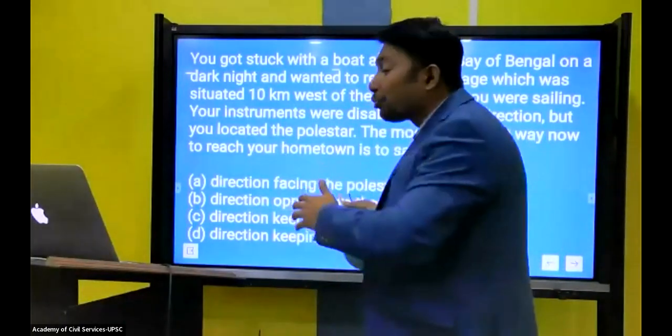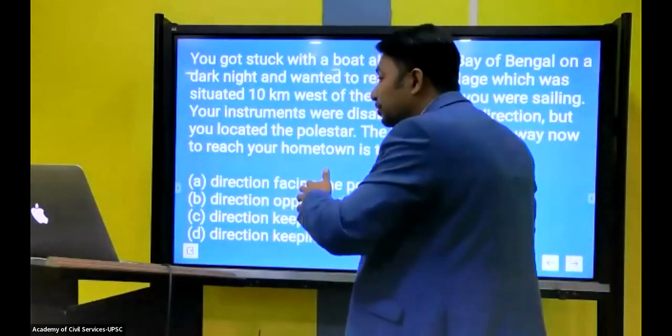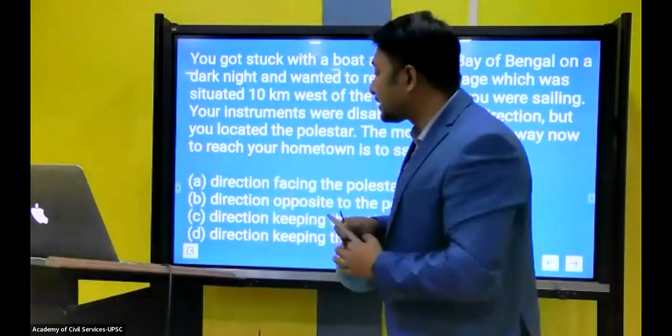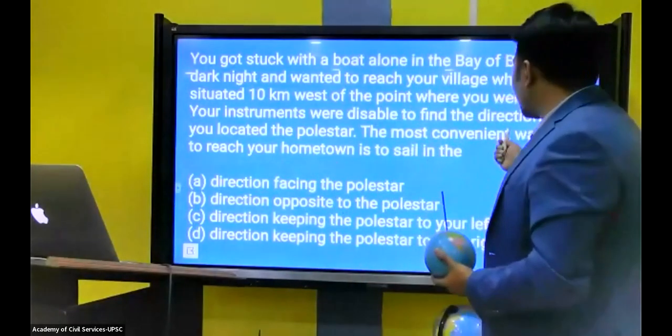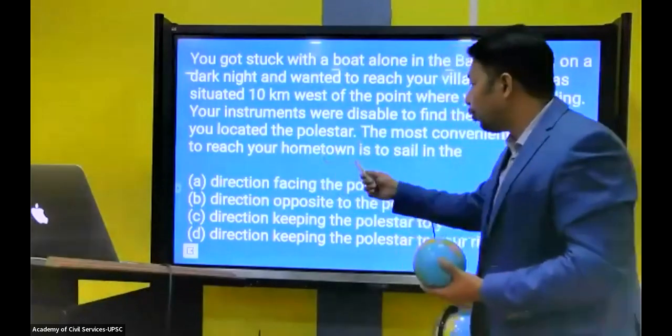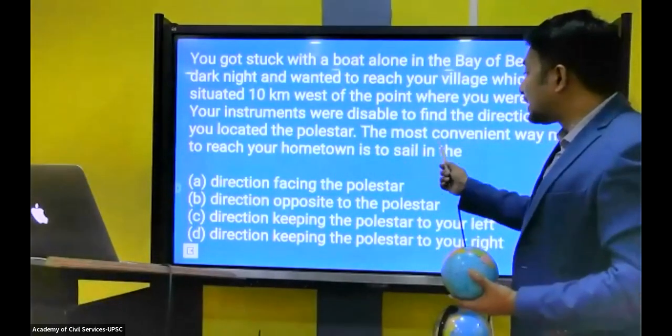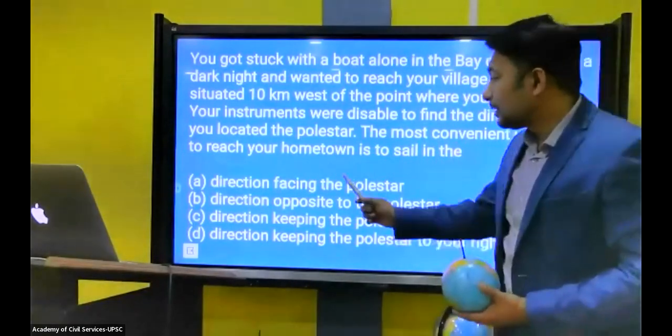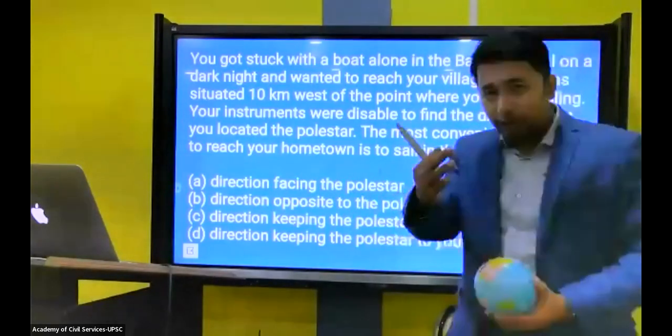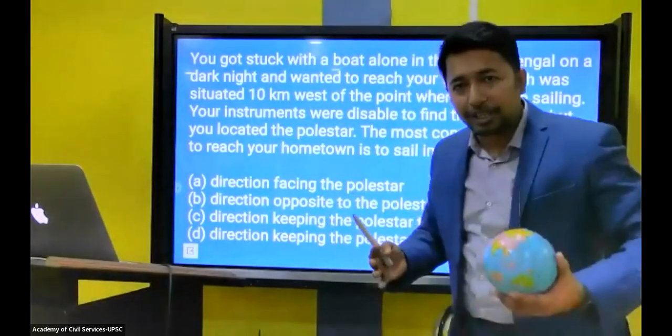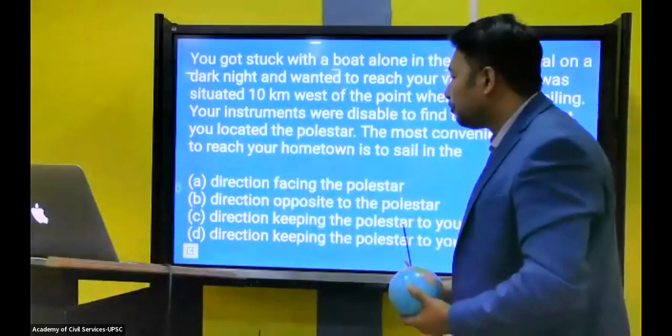So when you turn towards your left, that means when you turn towards your west, it is saying that the most convenient way now to reach your hometown is to sail in which direction? Direction facing the pole star. Will you be coming towards me? Of course not, right? As you have already turned towards the west.